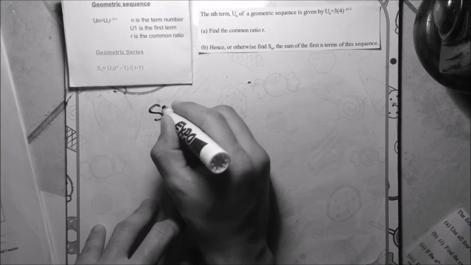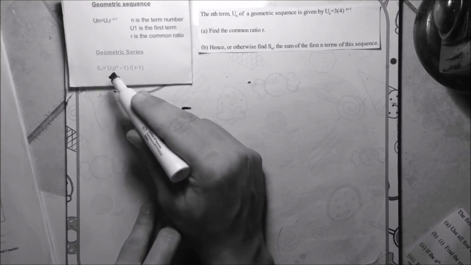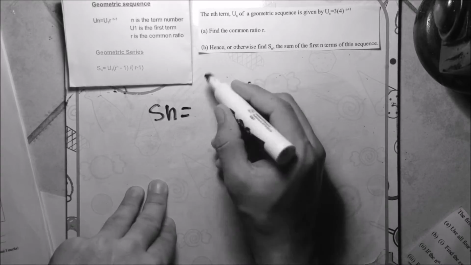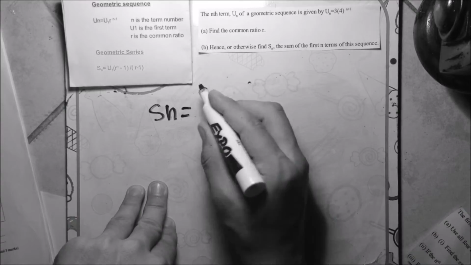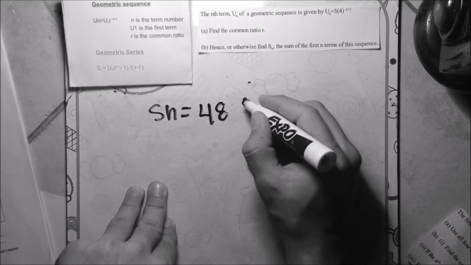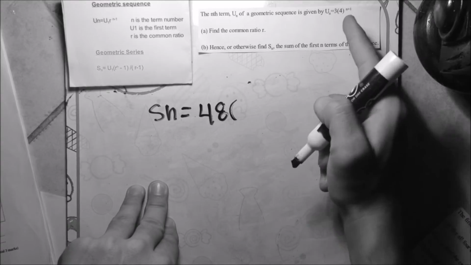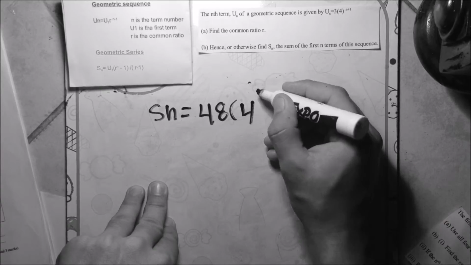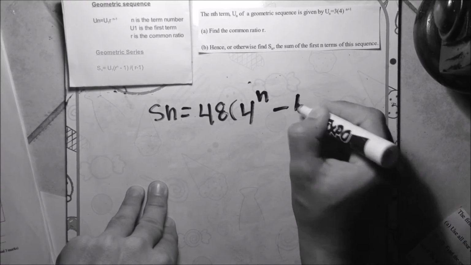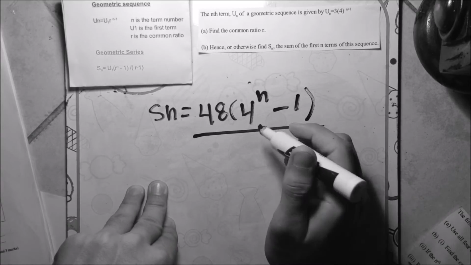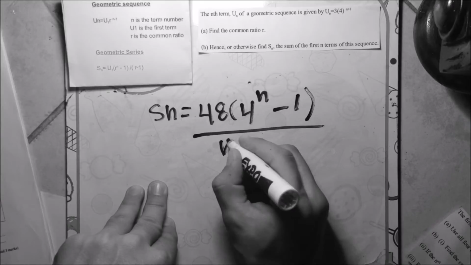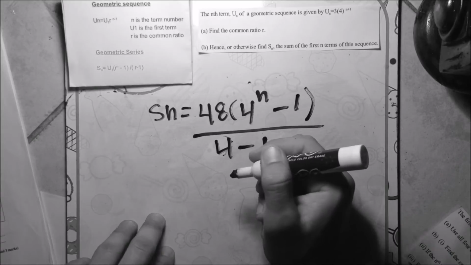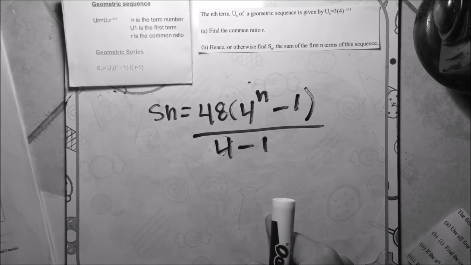So we write Sn equals u1, which in this case we would determine to be 48 from the previous example in part A when we plugged in 1 for the n. So equals 48 times r, which we found to be 4, to the power of n, we don't know the n in this case, minus 1, divided by r minus 1, which we know r is 4, so substitute in the 4 for the r. And now we can just simplify this.